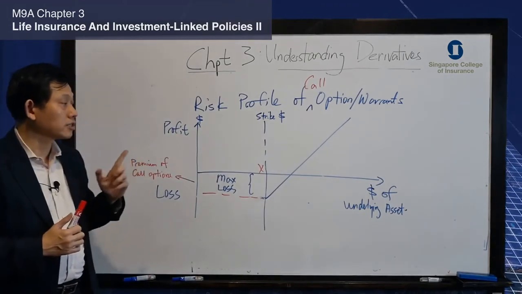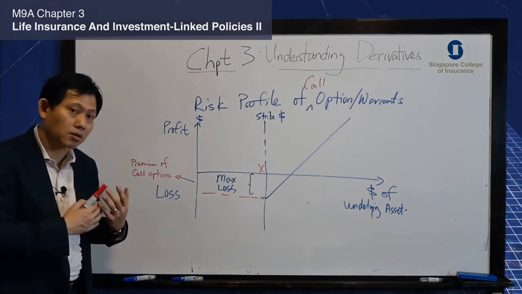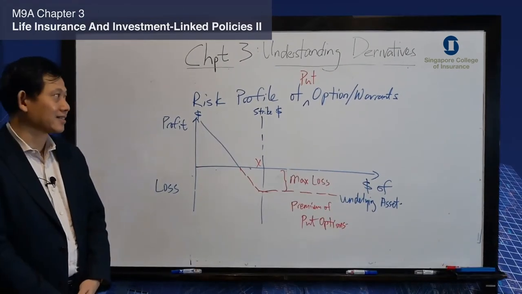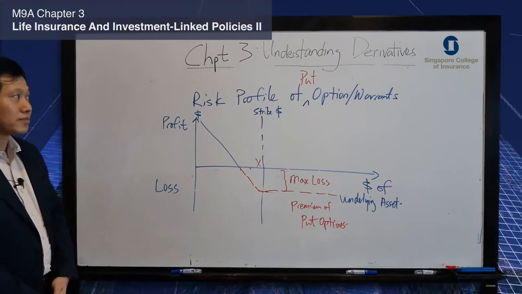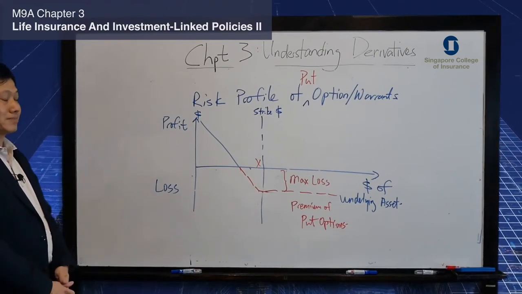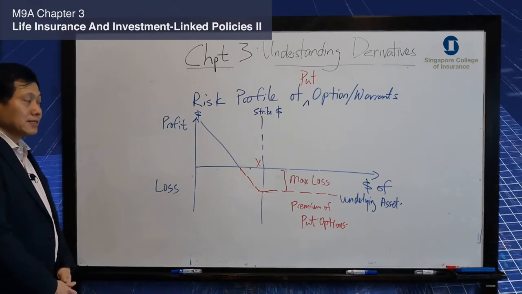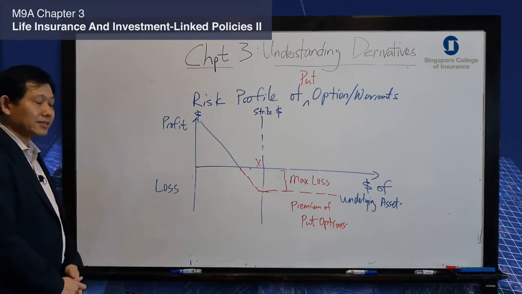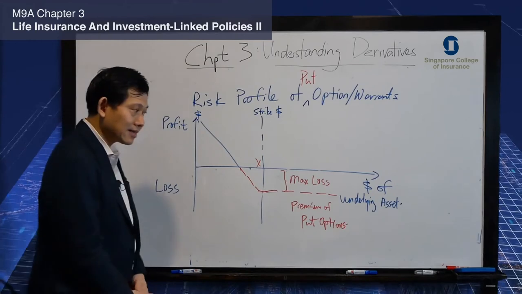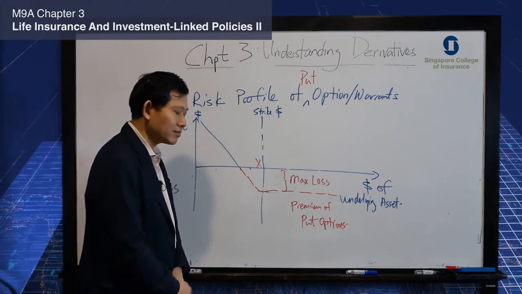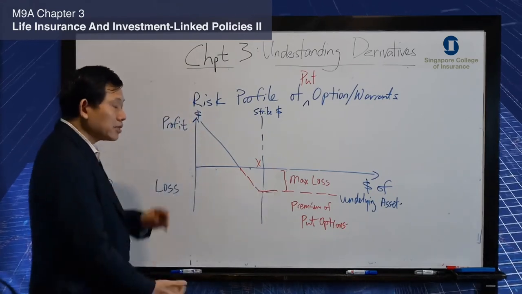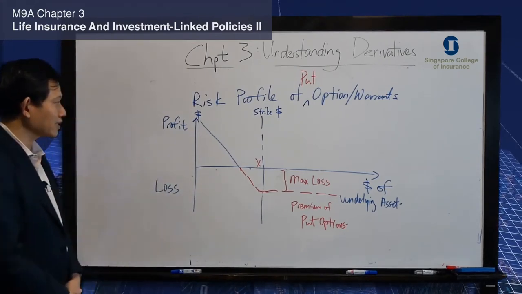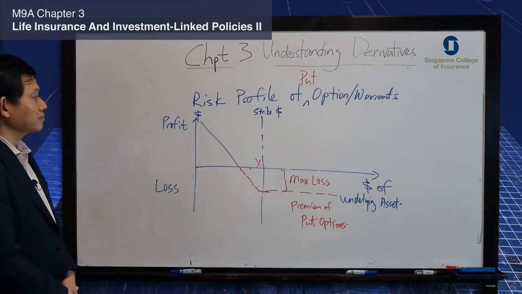This is the risk return profile of a call option or a call warrant. Okay, the risk return profile of a put option. A put option is an option for you to sell an underlying asset at a predetermined price at a future time. It is totally opposite to a call option. Therefore, take a look at this graph over here.